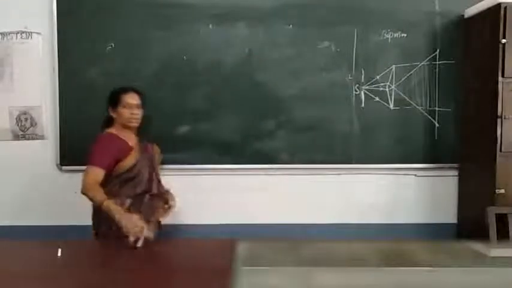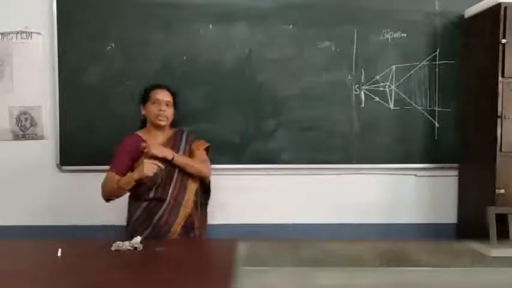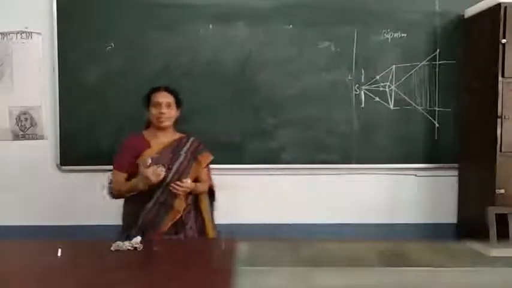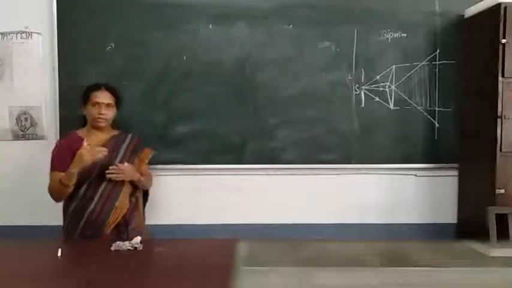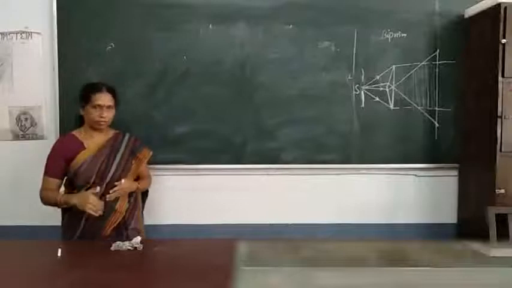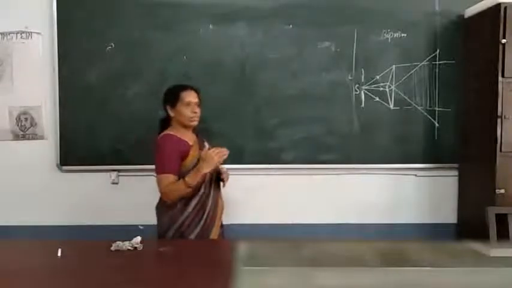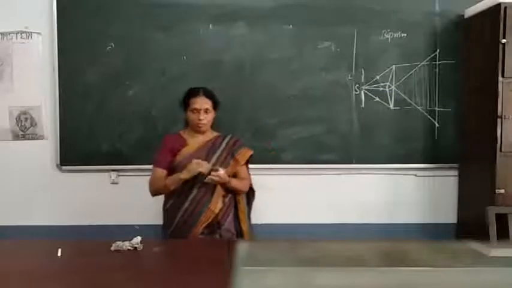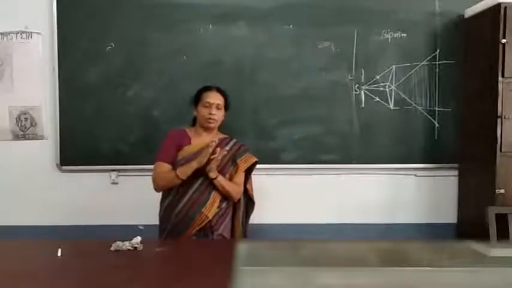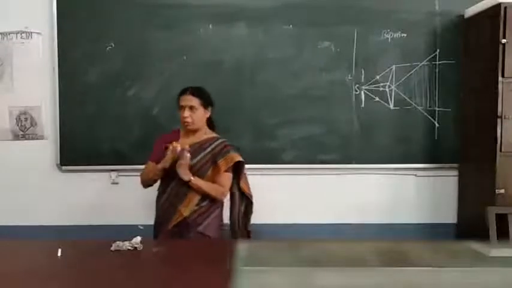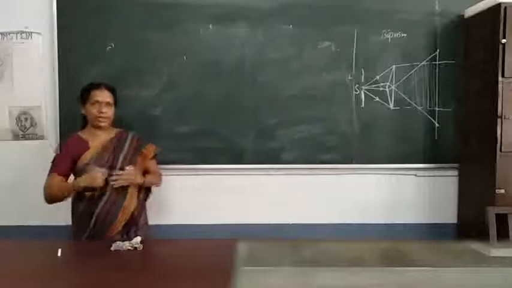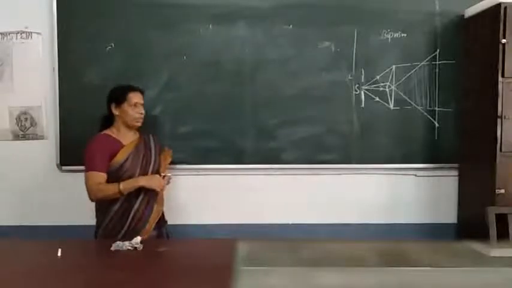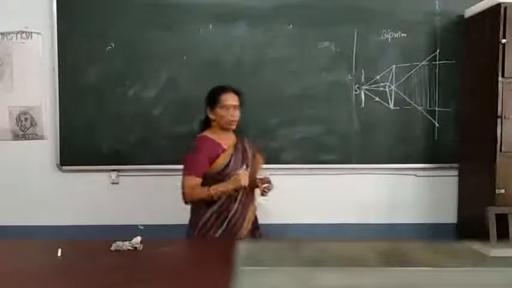The second method is division of amplitude. In this method, the amplitude of the wave is divided into two equal parts by partial reflection and partial refraction. The examples for this are Newton's rings and the air wedge. Air wedge means, when a very thin air film is formed between two glass plates in the form of a wedge, and it is illuminated by monochromatic light. There, by partial reflection and refraction, two coherent sources are produced. So, these are the two methods to produce coherent sources.